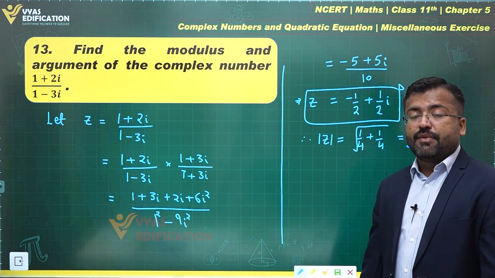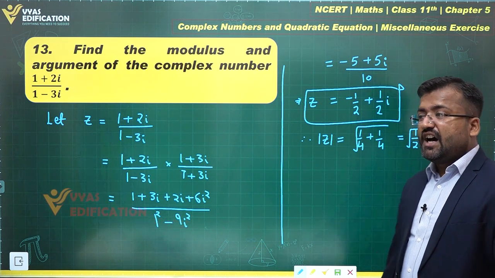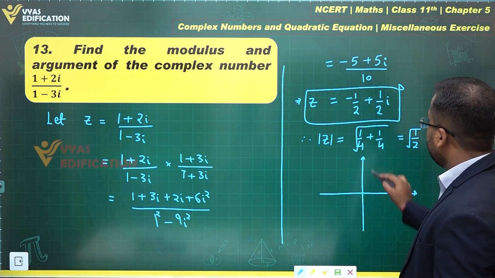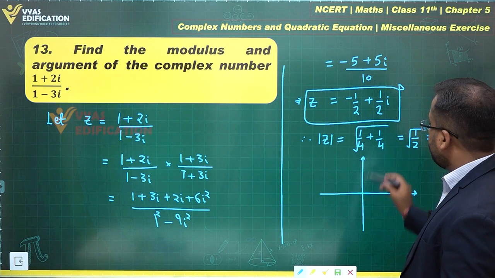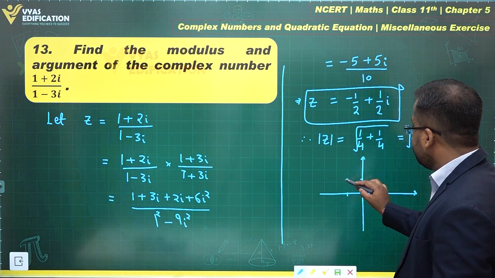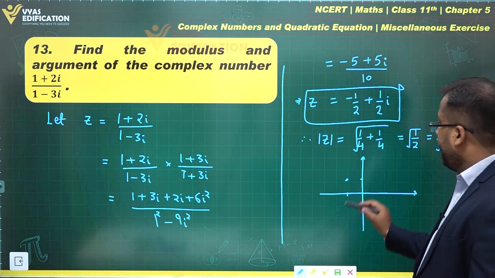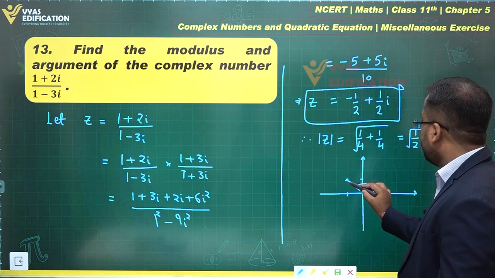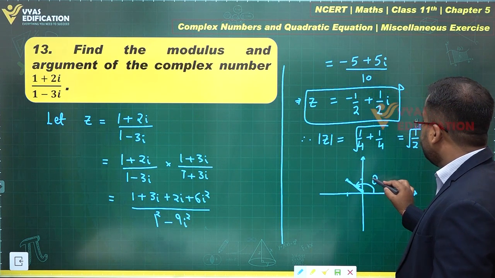For finding the argument, what are we supposed to do? For finding the argument, we are supposed to plot the point in the Argand plane first. Let's plot the point in the Argand plane. This is (−1/2, 1/2). This is −1/2 over here and 1/2 over here. The point lies in this quadrant over here, right? And the argument would be actually this angle theta over here.